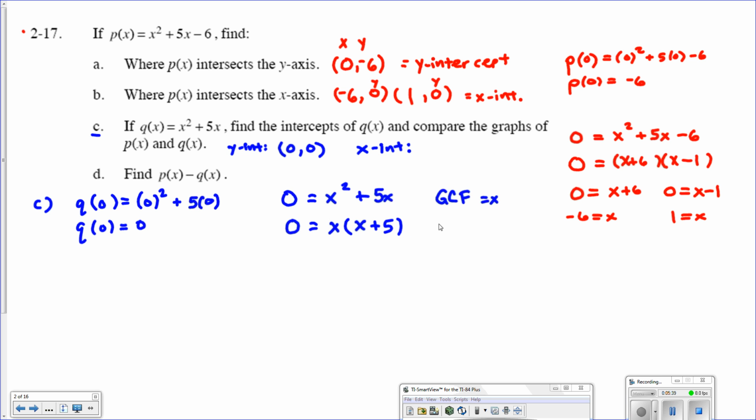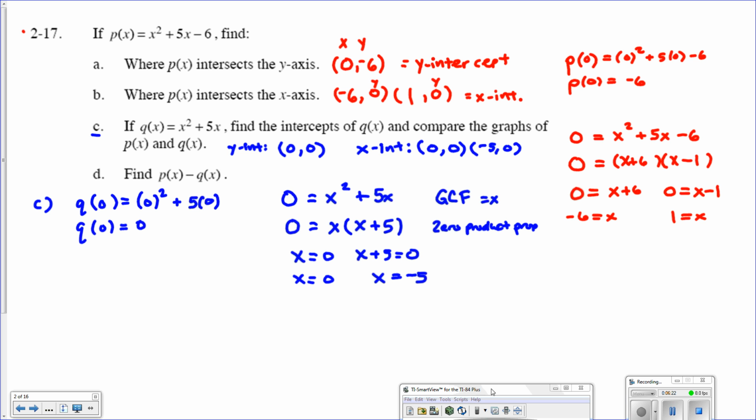Now, once again, we're going to use the zero product property. Set each of these equal to 0. So you've got x equals 0, and x plus 5 could equal 0. This one's already solved. That's nice and convenient for us. And then when we subtract 5 from each side, we should get x equals -5. So our x-intercepts would be at the origin again, and also at our -5, 0.